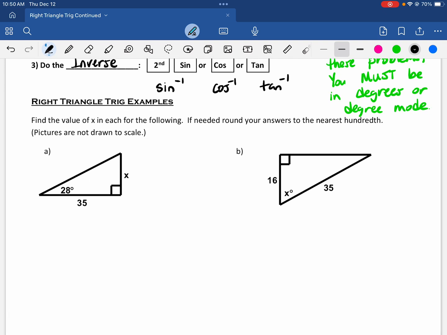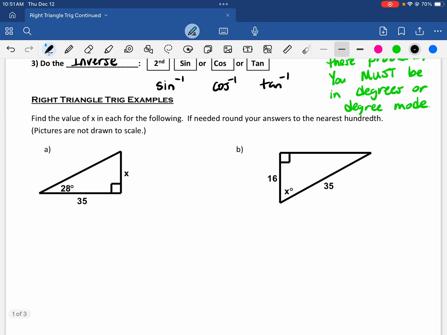All right, so looking at our examples that we're going to start with here, it says find the value of x for each of the following. If needed, round your answers to the nearest hundredth. Remember, hundredth is talking about 2 decimal places.